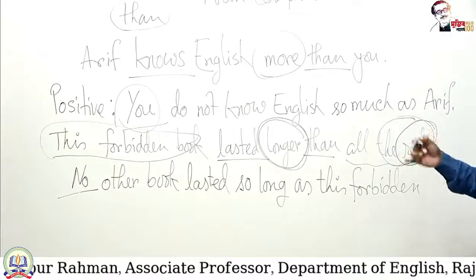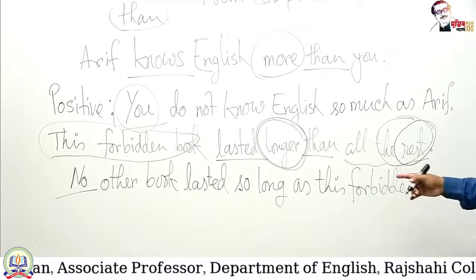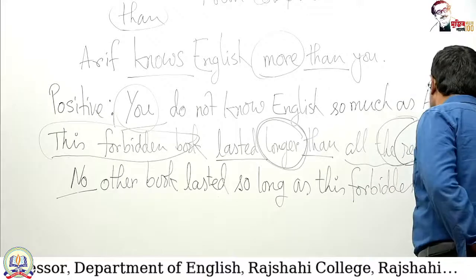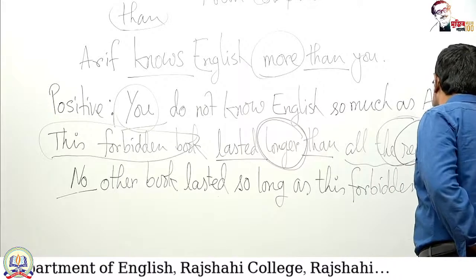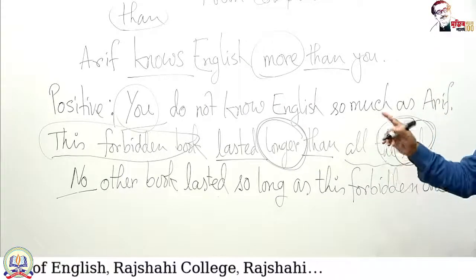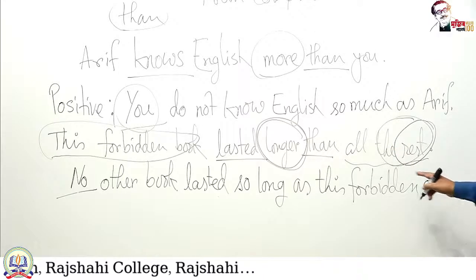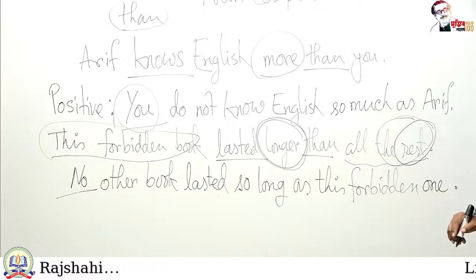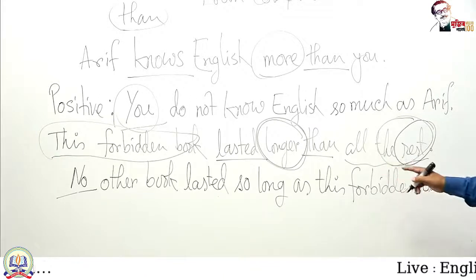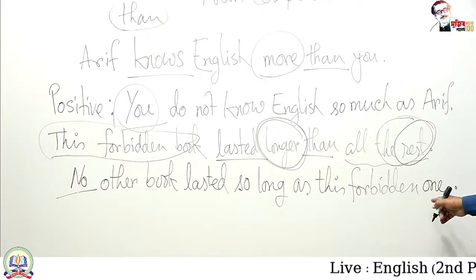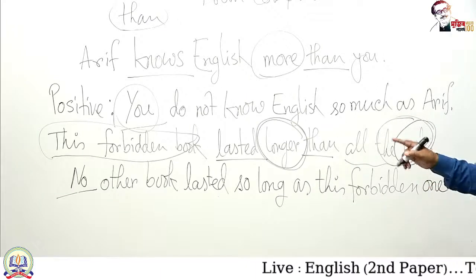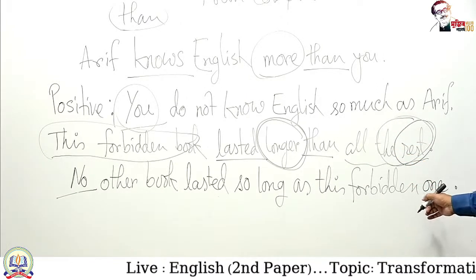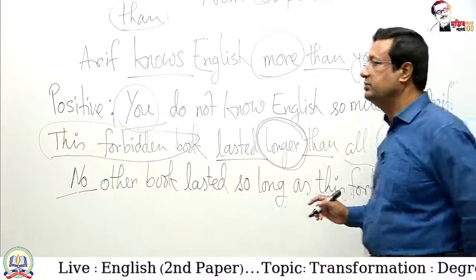So, we can easily avoid this if we say as this forbidden one. And one means the thing which has been mentioned before. Actually, one means the book. So, forbidden one means forbidden books. So, this is the smart word here, one, not book. No other book lasted so long as this forbidden one.